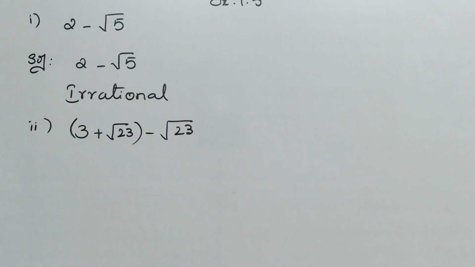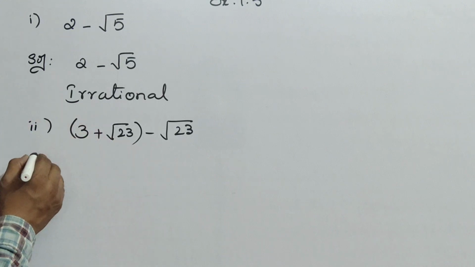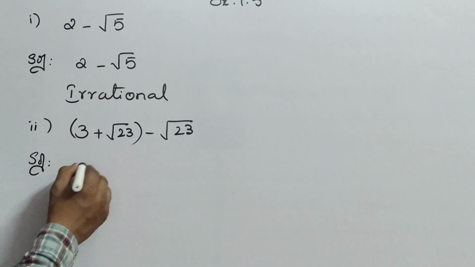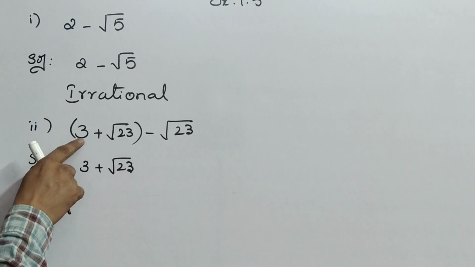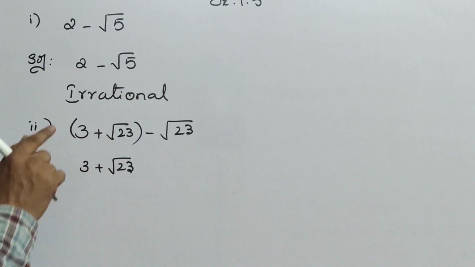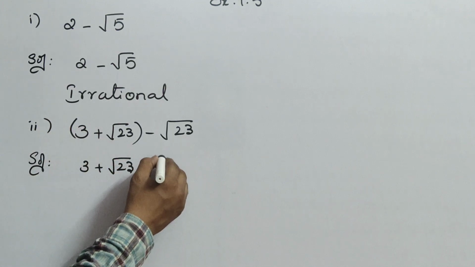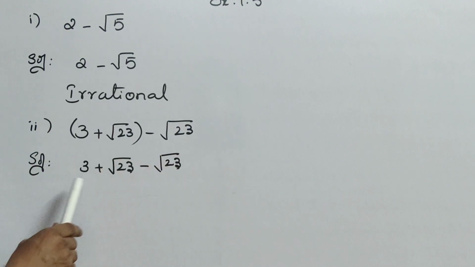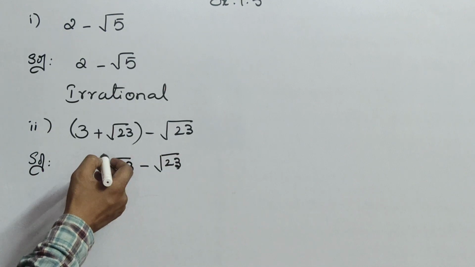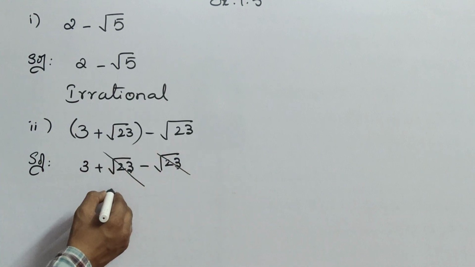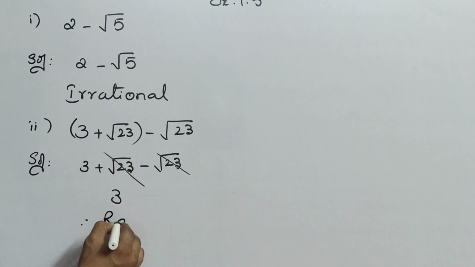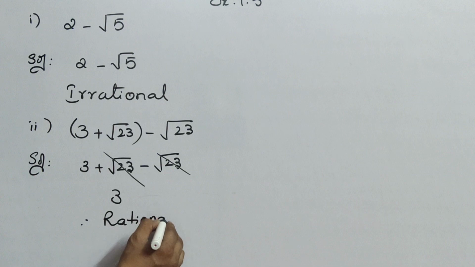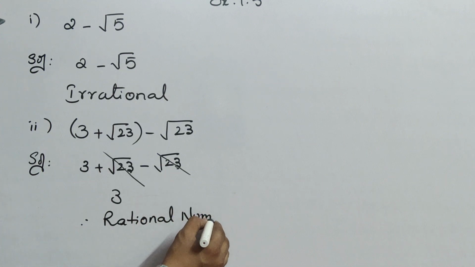Next. The second question, if you see there, is 3 plus root 23 minus root 23. You cannot tell immediately by seeing the question. First you have to do some simplification. First solve this: 3 plus root 23. Because all will feel that sir told rational plus irrational will be irrational. First simplify this one, minus root 23. Now what happened here? Plus root 23 and minus root 23 get cancelled. So what is left now? 3. So 3 is a rational number. Therefore it is a rational number.